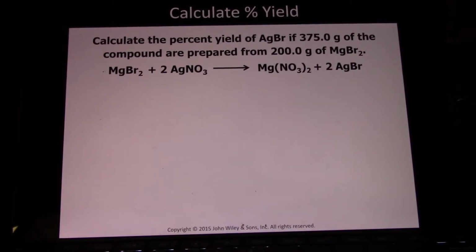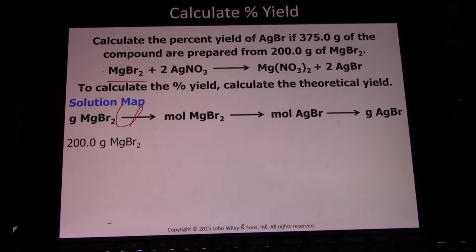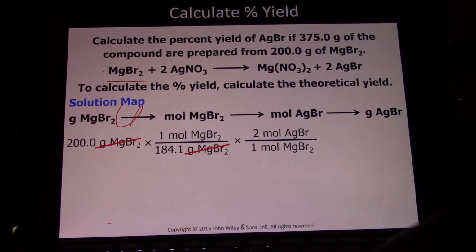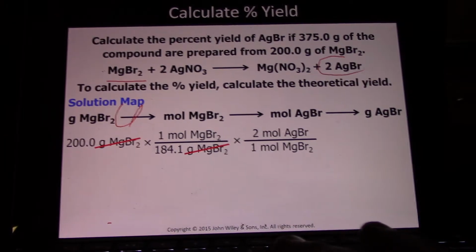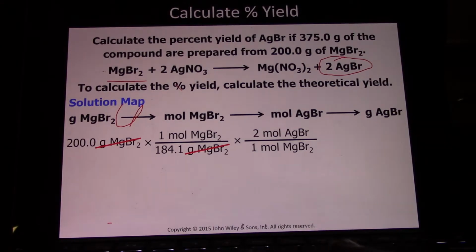So, calculate the percent yield of silver bromide if 375 grams of the compound are prepared from 200 grams of magnesium bromide. Well, first we have to figure out our theoretical yield. So let's say all of my 200 grams of magnesium bromide react. I convert to moles. Then I see my stoichiometric ratio is 2 to 1. I produce 2 moles of silver bromide for every 1 mole of magnesium bromide consumed.